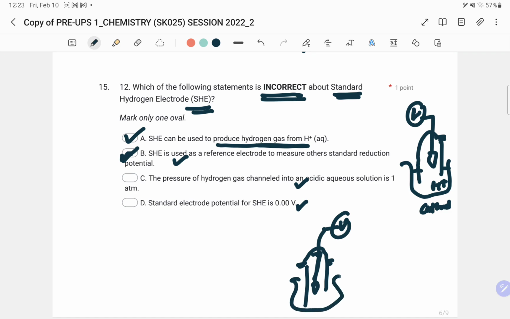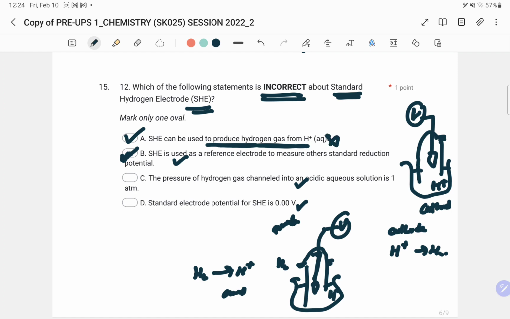So daripada ni H plus, ni hydrogen. So kalau dia anode, dia akan jadi apa? Hydrogen kepada H plus dekat anode. Kalau dekat cathode, yes, H plus kepada hydrogen. So dia kata can be used to produce. Dia tak semestinya untuk hydrogen. Pada cathode saja, anode tak. So sebab tu yang ni salah.